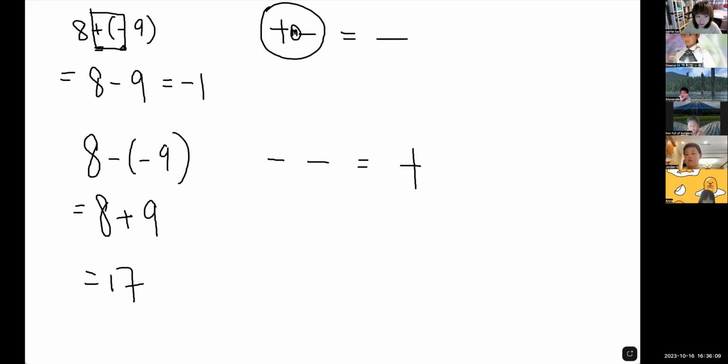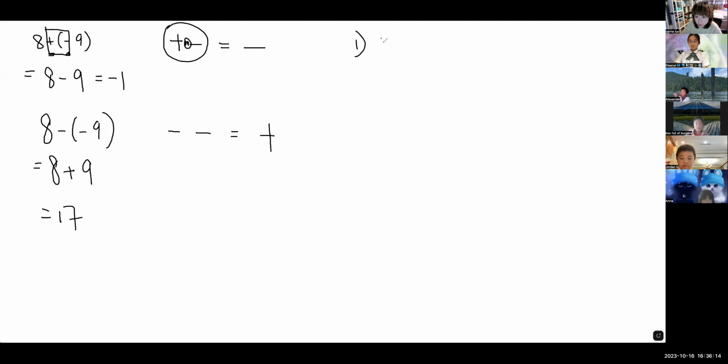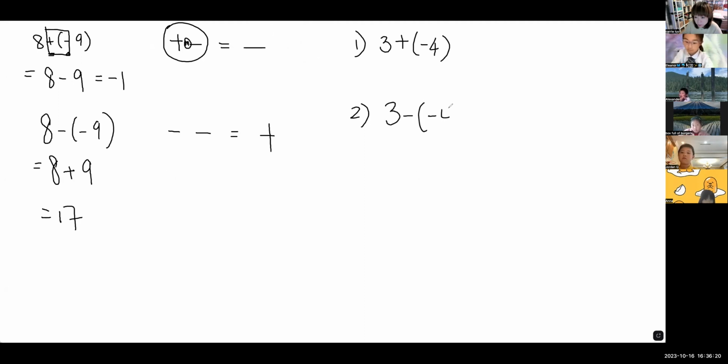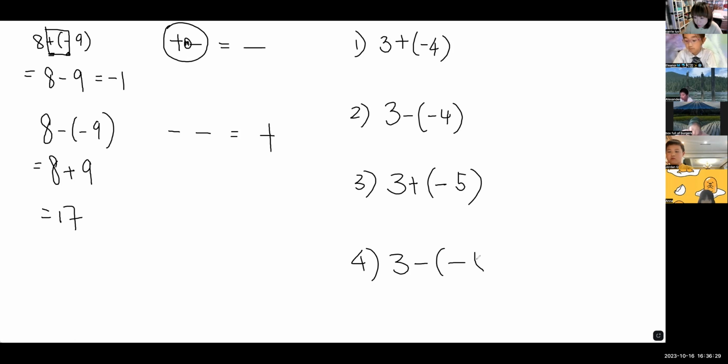Okay, so let's take a look at this one. We're going to do some practice for those questions. First one, 3 plus negative 4. Number 2, 3 minus negative 4. Number 3, 3 plus negative 5. And next one, 3 minus negative 5. Okay, so 4 questions. When you finish, please send it to me.